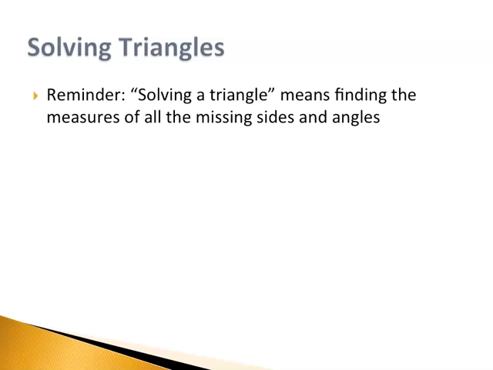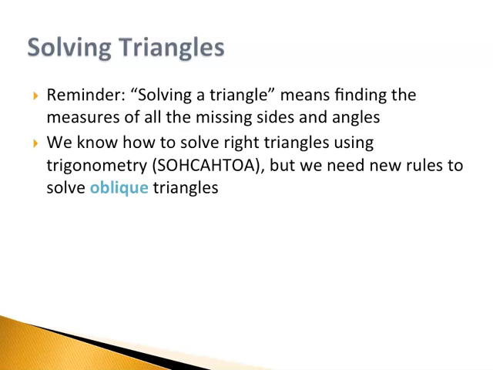So just as a reminder, solving a triangle means you're finding the measures of all the missing sides and all the missing angles. So we know that for right triangles, we can use SOHCAHTOA, but we need new rules in order to solve oblique triangles. Now, why doesn't SOHCAHTOA work? Well, because it relies on having a hypotenuse. The hypotenuse has to be across from a right angle, and in anything that's not a right triangle, this won't work.